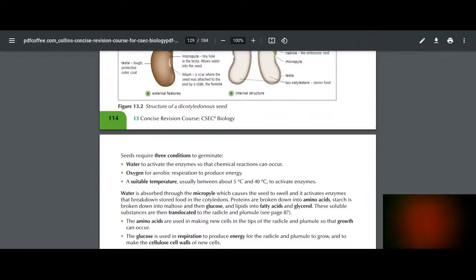All right. So, what is required in order to grow? There are three conditions required for seeds to germinate. And what are these? We have water, we have oxygen, and we have a suitable temperature.